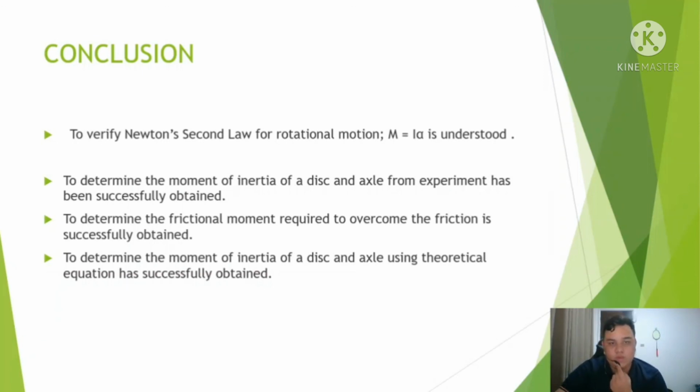And then for the conclusion, Newton's second law for rotational motion, M equals I alpha, is verified and understood. To determine the moment of inertia of a disc and axle from experiment has been successfully obtained. To determine the frictional moment required to overcome the friction is successfully obtained. To determine the moment of inertia of a disc and axle using the theoretical equation is successfully obtained.